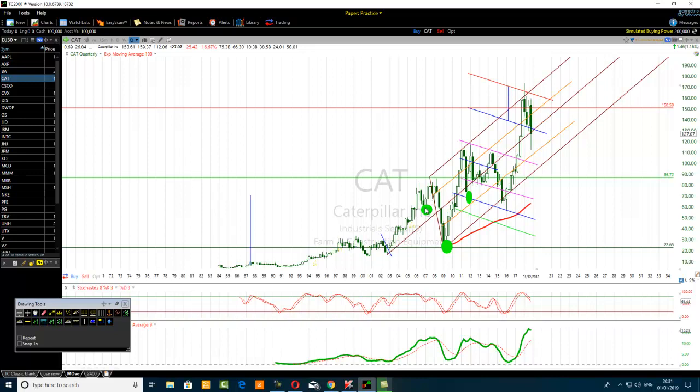So you see, after we see this inverted head and shoulder chart pattern, look what the price did here. Pay attention to the pink channel. The price was consolidating, you see, between those two lines.